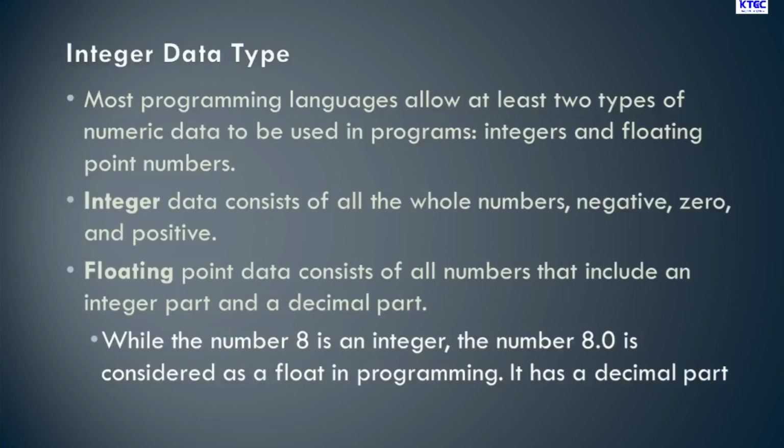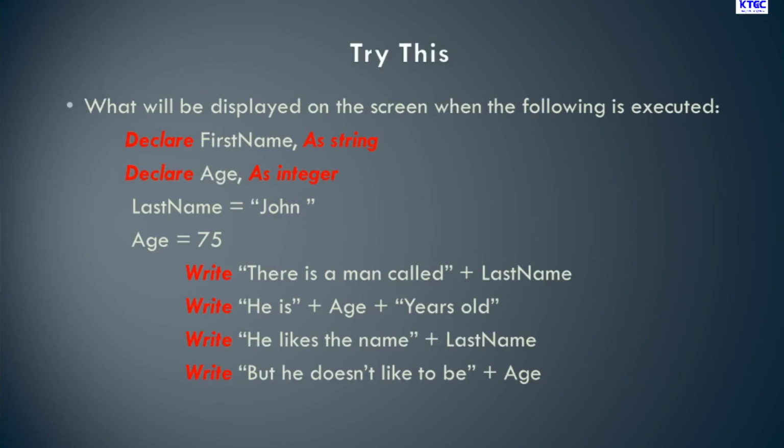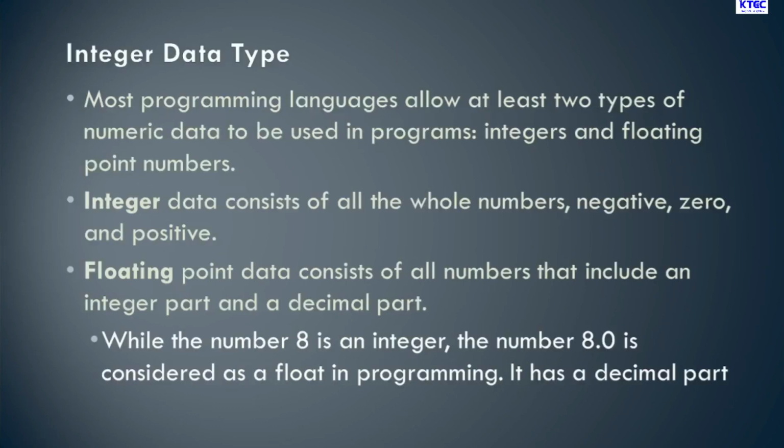So let's go ahead and look at the integer data type. Very good. Now let's check. This is a typical example. So try this by yourself, and then let us have your answers on the platform. So that is that. Let's go ahead. Now we have the integer data type as well. Most programming languages allow at least 2 data types of numeric data to be used in programs.